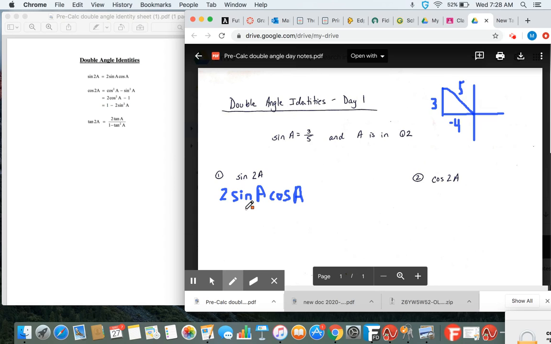And now what we'll do is replace the values that go in for the sine of A and for cosine of A. So we have 2. We were told that the sine is 3/5, and by drawing the triangle, we can now easily identify cosine, and cosine is negative 4/5.